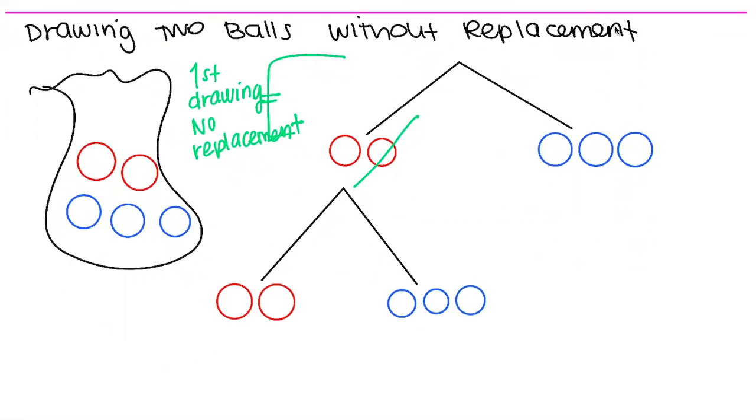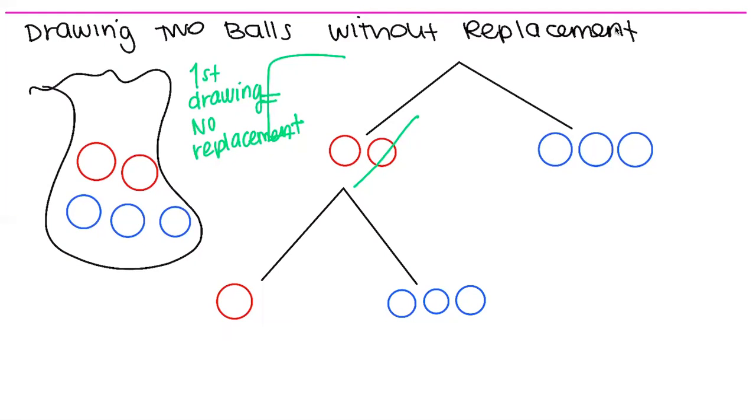But wait, I took out a red ball and I'm holding it in my hand now. I'm like a little kid. I'm not giving it back. It's in my hand. You can't have it back. So I don't have two red balls anymore. This one is gone. I'm gonna erase it. It's no longer an option. If I got red first, I'm holding it in my hand. I can't get it again. So I've just reduced the number of elements or parts that are in my bag on that second drawing for red.